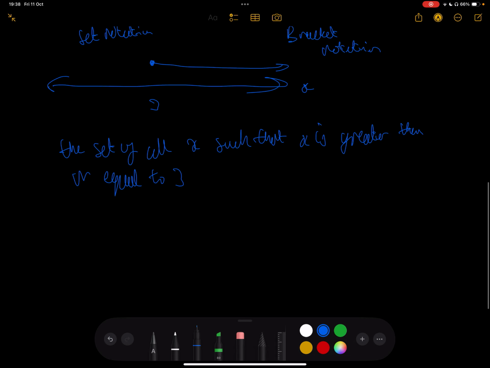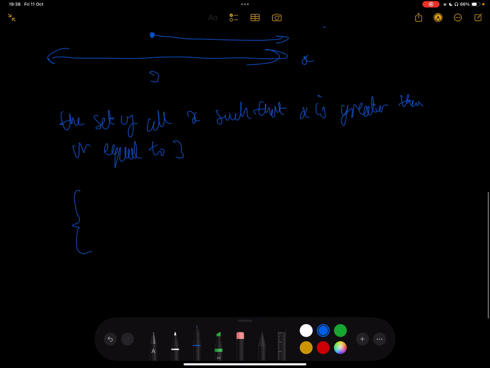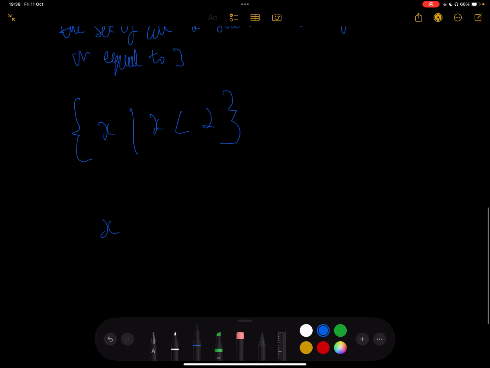So let's see, for example, where x is actually less than something. So x such that x is less than 2. Now in bracket notation, sorry, it's meant to be a bracket, so I'll just write it like that.